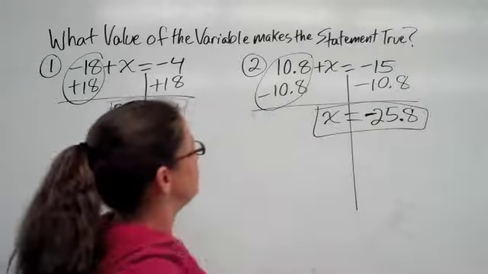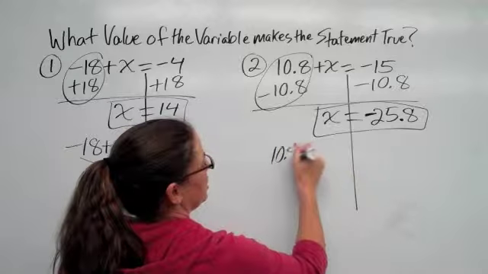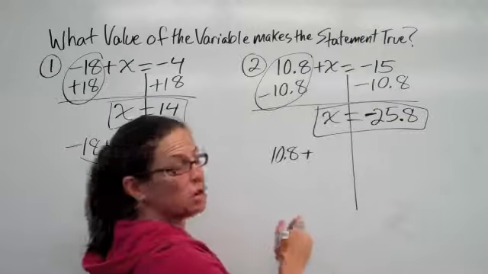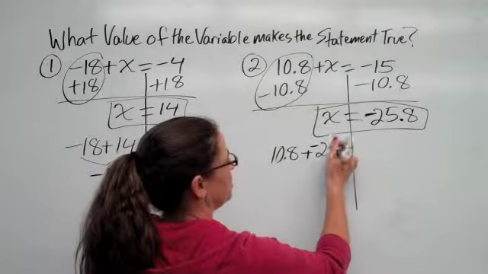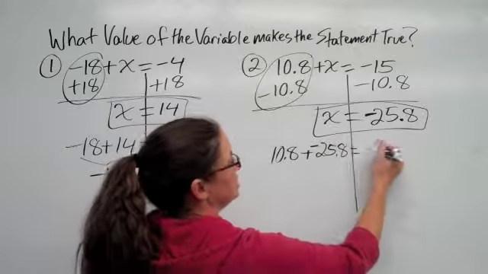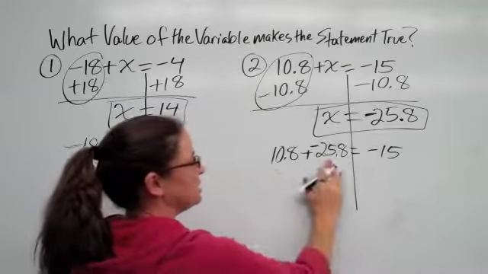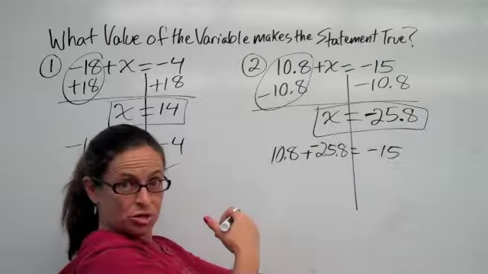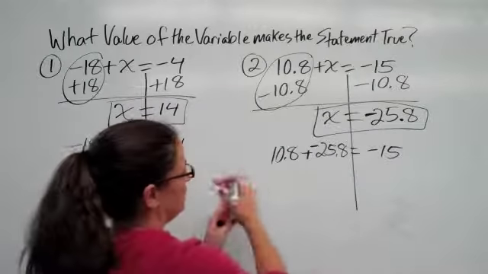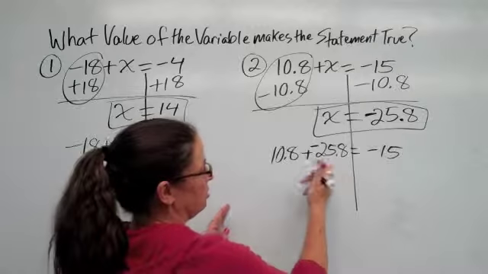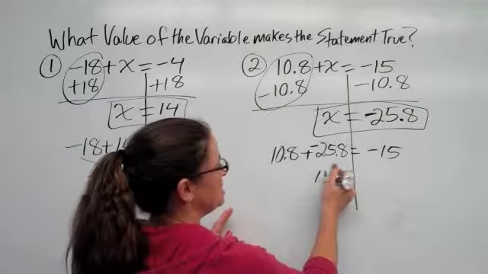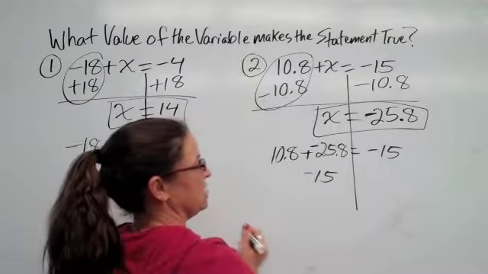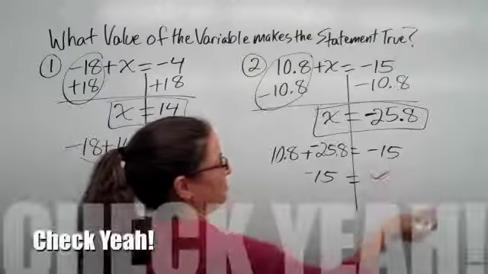Great. Let's see if it's correct. If I have 10.8 plus, and now my new value of the variable is negative 25.8. Does it in fact equal negative 15? Well, yes, I have a positive and negative. So I'm going to actually subtract those because they're going opposite directions on the number line. If I subtract them, I take this from that, I'll be left with 15, and I have more negatives, so that's negative 15, which equals negative 15. Check.